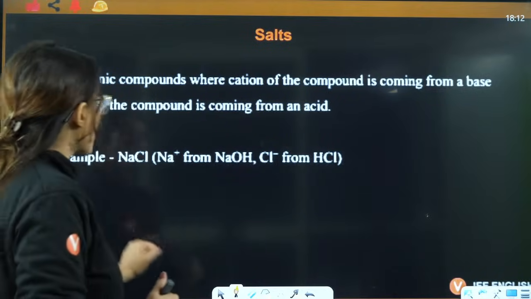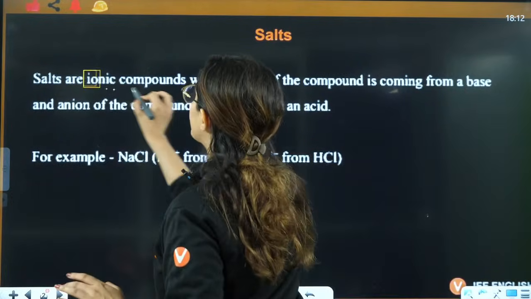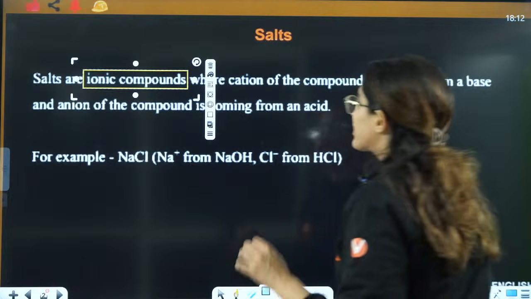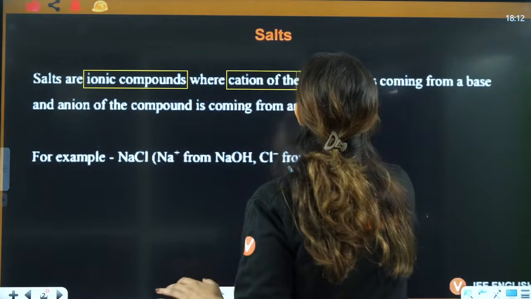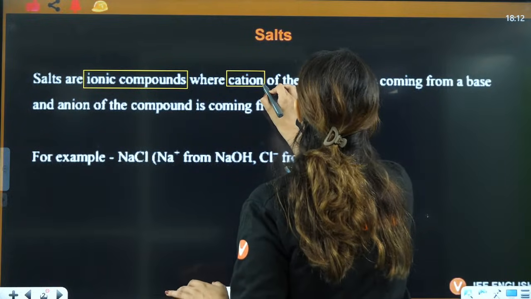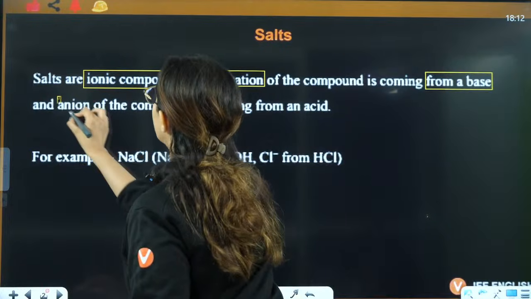If you see, salts are ionic compounds. An ionic compound is made up of which thing? They are made up of a cation and an anion, right? Where the cation of the compound comes from a base and the anion comes from an acid.